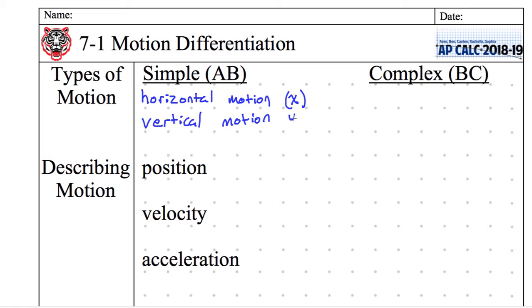So this would be your X, this would be your Y. And then in BC, you do them both at the same time. Both at the same time. Or both together, I guess.